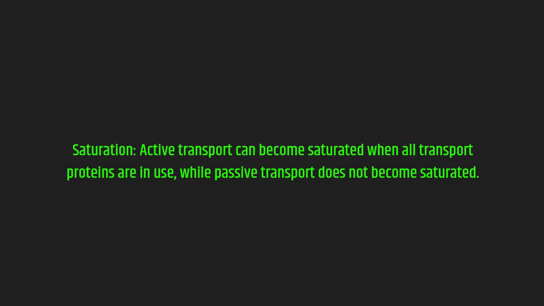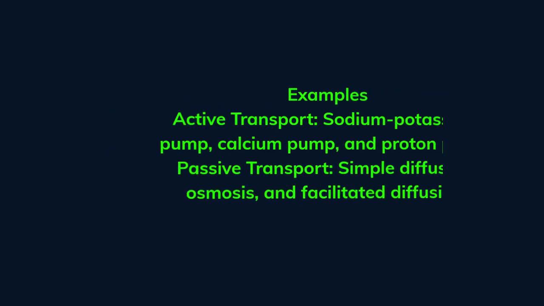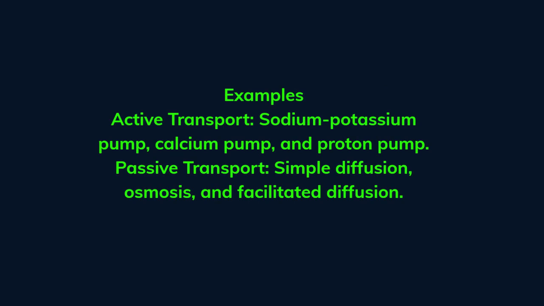Saturation: active transport can become saturated when all transport proteins are in use, while passive transport does not become saturated. Examples: active transport, sodium-potassium pump, calcium pump, and proton pump. Passive transport, simple diffusion, osmosis, and facilitated diffusion.